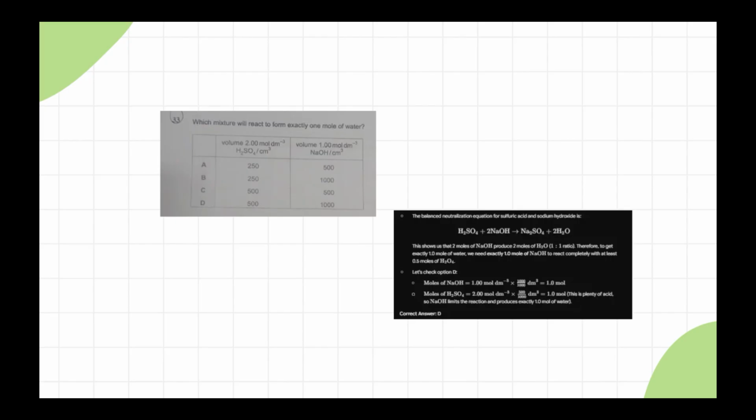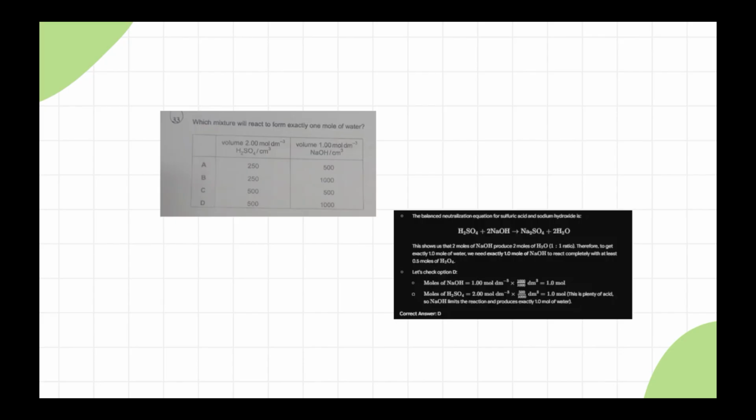The balanced equation of sulfuric acid and sodium hydroxide is H2SO4 + 2NaOH → Na2SO4 + 2H2O. It shows that 2 moles of NaOH produce 2 moles of H2O, a 1 to 1 ratio. Therefore, to get exactly 1 mole of water, we need exactly 1 mole of NaOH to react completely with at least 0.5 moles of H2SO4.